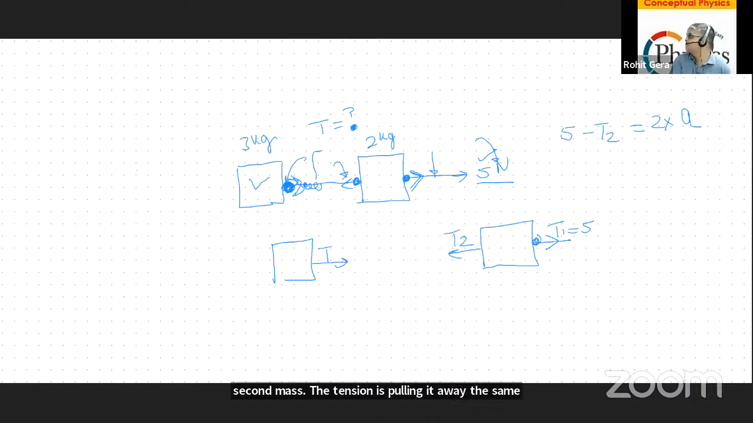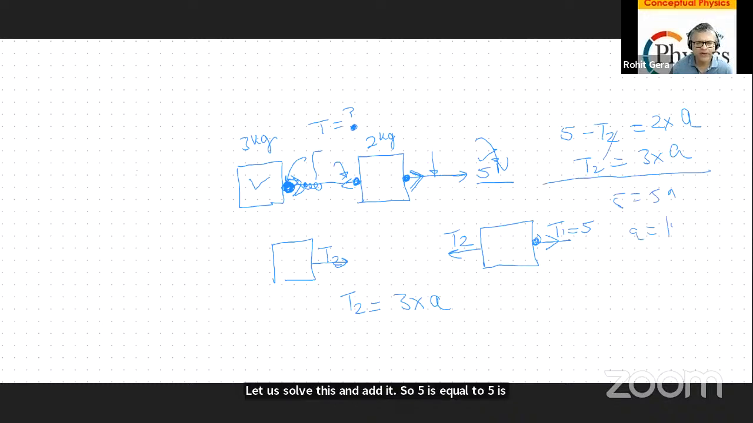So T2 is the only external force on 3 kg, 3 into A. So my second equation is T2 is equal to 3 into A. Let us solve this and add it. So 5 is equal to 5A, A is equal to 1 meter per second square, T2 is equal to 3 newton. And therefore this T2 will generate an acceleration for this.